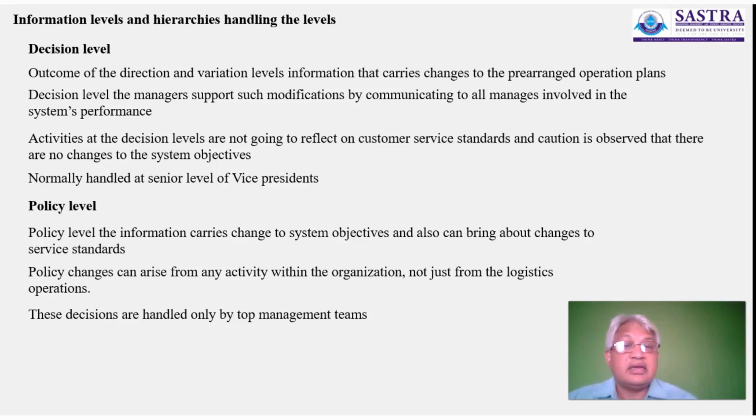When customer service standards or system objectives need to be changed, that authority can only be held by top management people, and this is what we call the policy level. A change in the policy is directed towards the entire organization. It doesn't get restricted to one division or one department. So policy level information carries change to system objectives and service standards both. It can arise from any activity within the organization, not just from the logistics department, and the changes in the policy are not just restricted to the logistics department, they are spread across different activities of the organization also.